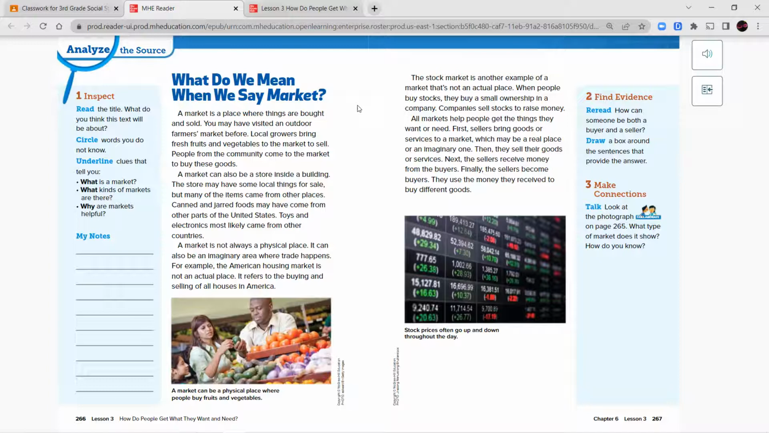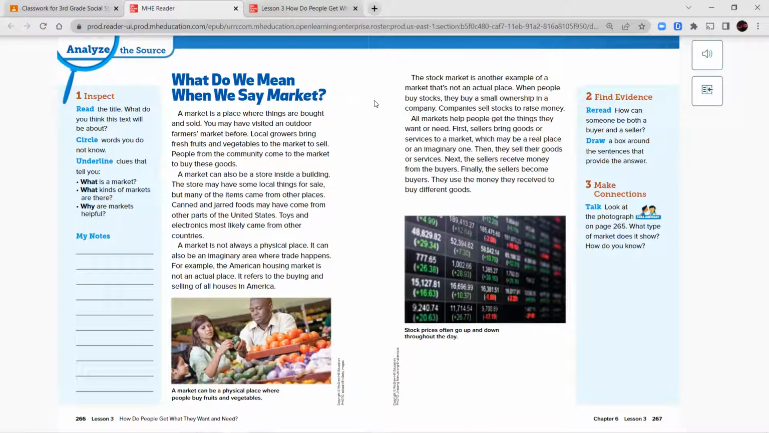A market is not always a physical place. It can also be an imaginary area where trade happens. For example, the American housing market is not an actual place. It refers to the buying and selling of all houses in America. The stock market is another example of a market that's not an actual place. When people buy stocks, they buy a small ownership in a company. Companies sell stocks to raise money.